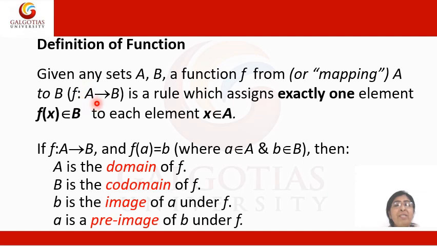So A is a set. This set A is said to be the domain of the function f. B is said to be the codomain of function f. And if I write the function f from A to B as f(a) = b, then b is called the image of a under f. a is called the pre-image of b under f. In this way, we can define domain, codomain, image, and pre-image under f.